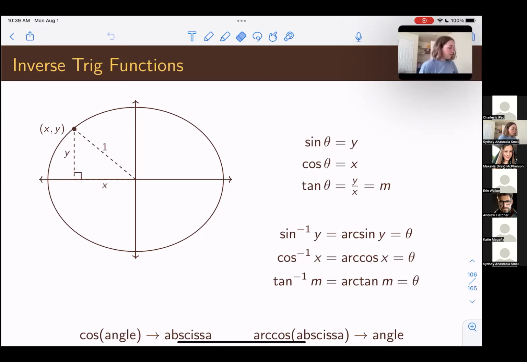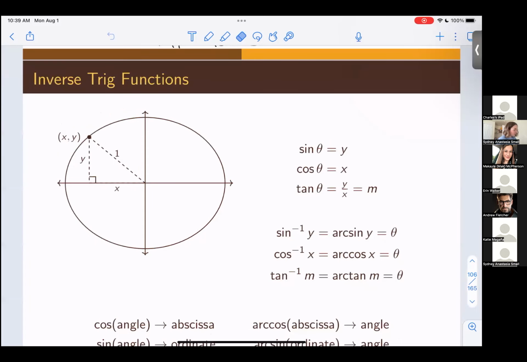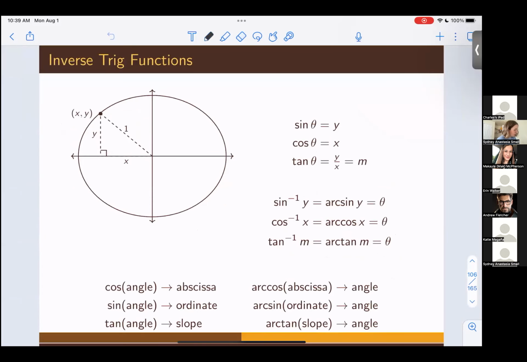And if you remember from college algebra, inverse trig functions are very similar to just inverse functions in general. Instead of taking the thing we would normally put in and getting something out, we would take the thing we would normally get out and put it in. So what does that mean in the context of trig exactly?